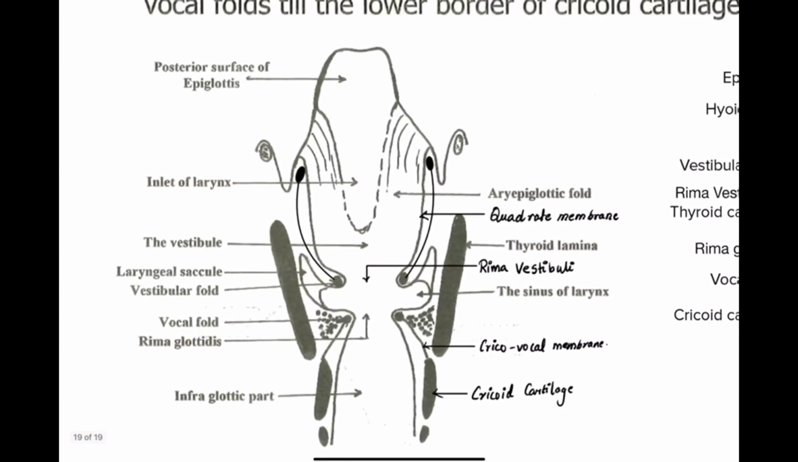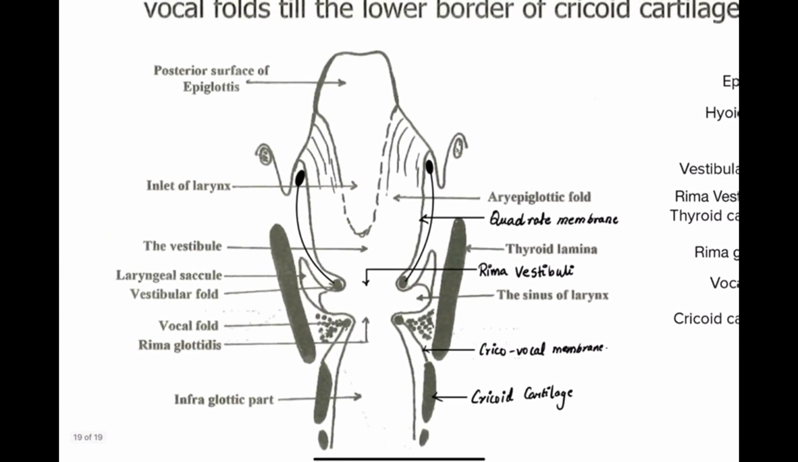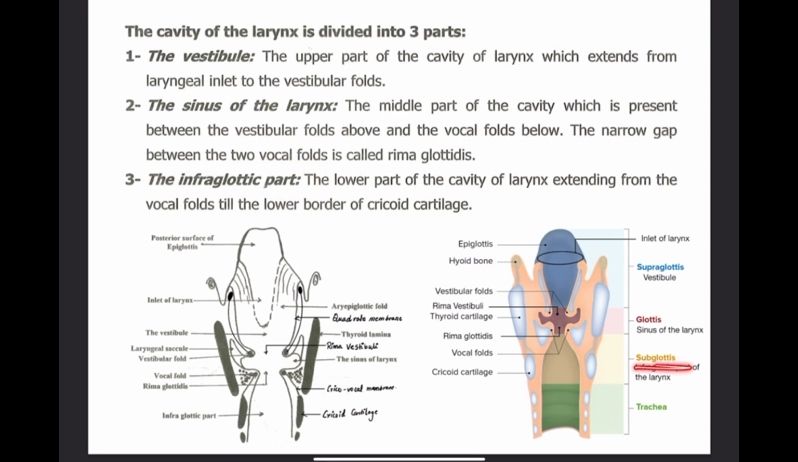Okay, again I will explain it in this image. Here we have the rima vestibuli and this is the rima glottidis. From the inlet of the larynx to the rima vestibuli is the vestibule part of the laryngeal cavity. From the rima vestibuli to the rima glottidis is the sinus part of the laryngeal cavity, and from the rima glottidis to the lower end of the cricoid cartilage is the infraglottic part, also known as subglottis.